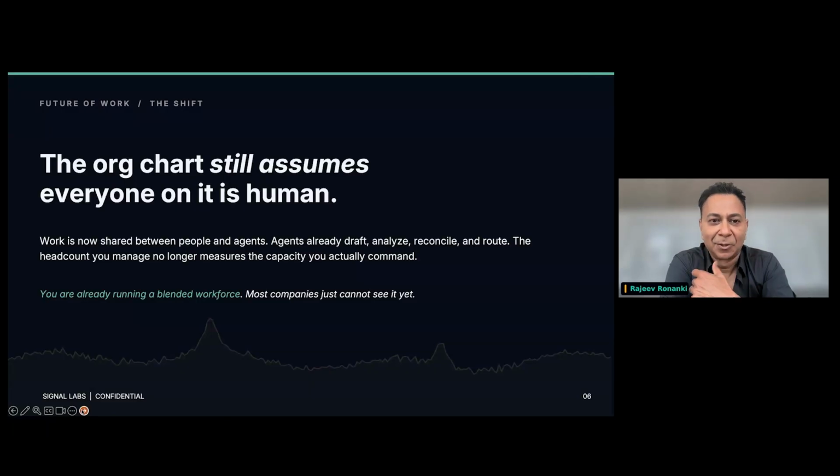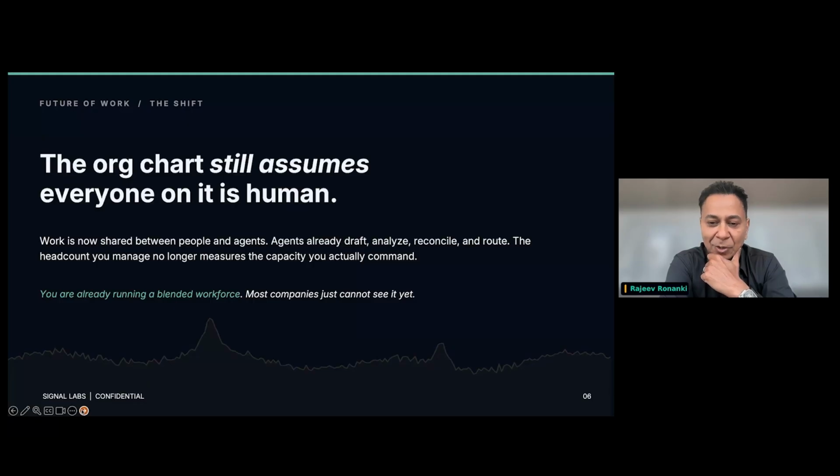Let's start with something that's already happening. Your traditional org chart is now quickly being blended with synthetic as well as carbon beings. Mark Benioff famously said that this is the last generation where there will only be humans on the org chart. Going forward, every company will have agents on its org chart. So you're already running a blended workforce, and the headcount you measure is no longer about capacity based just on human labor, but also the capacity available to you with agents.